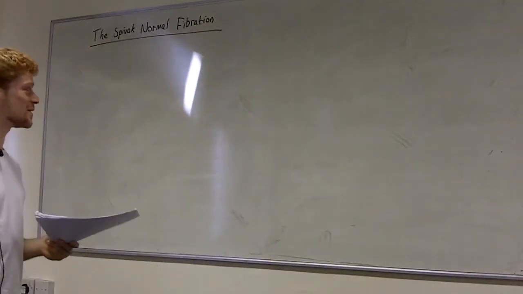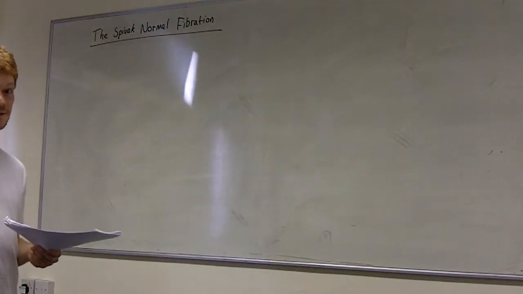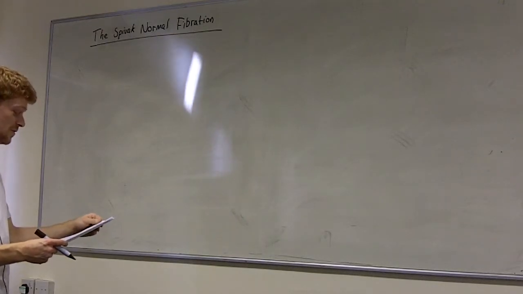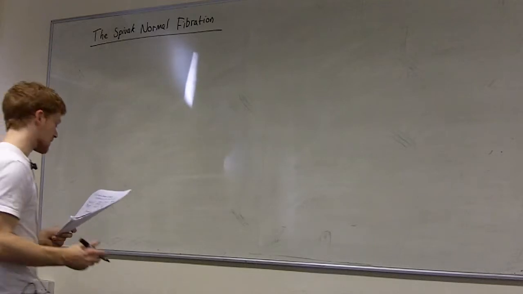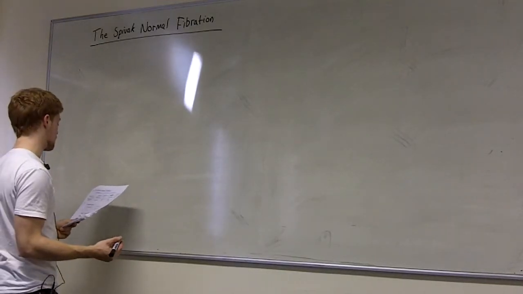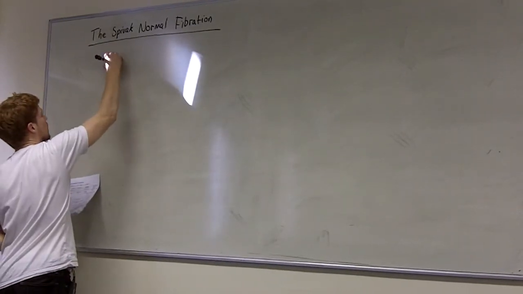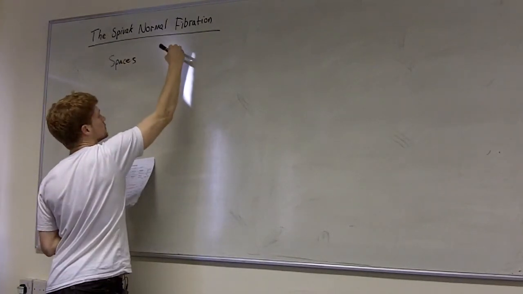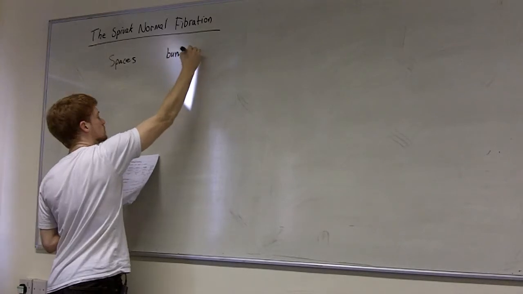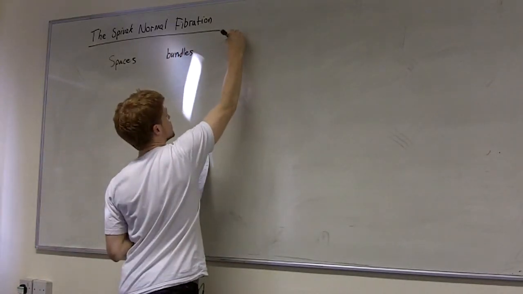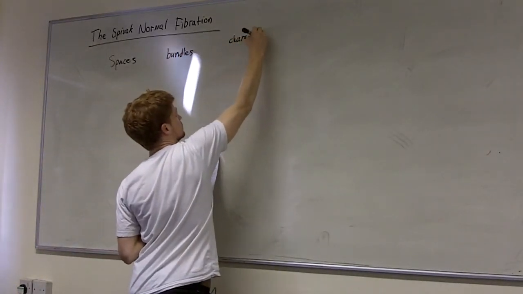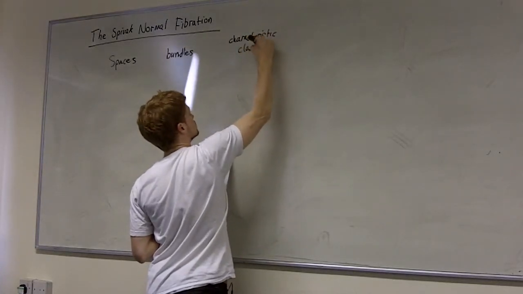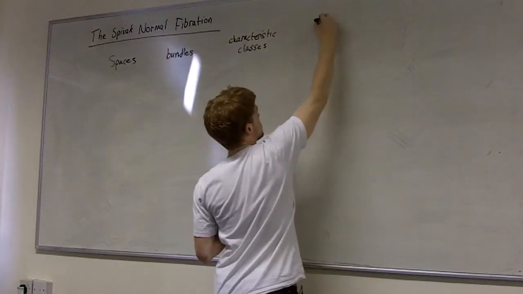Okay, so I'm just going to give a general overview of the comparison between the two cases, and I'm going to say some things that I haven't justified, and hopefully I'll have time to talk about them later because they're really interesting. So things we have: we have spaces, we have bundles, we have characteristic classes, so these are the things I haven't talked about. Classifying spaces.